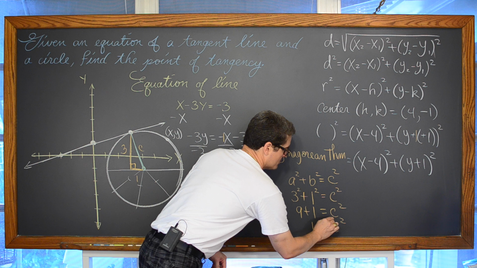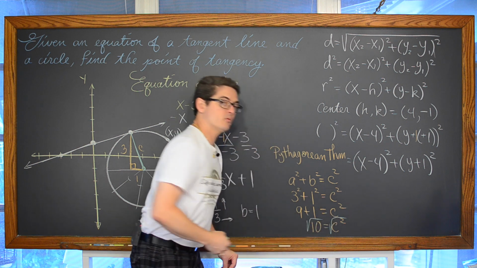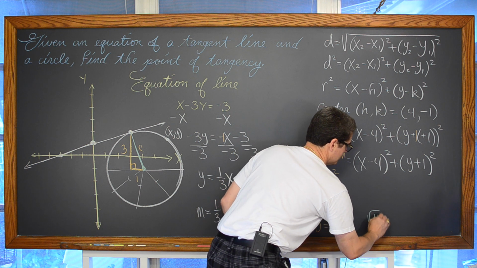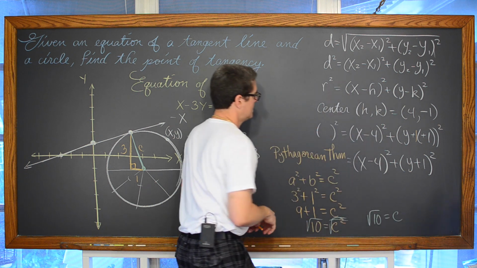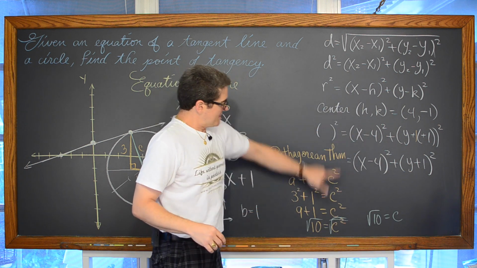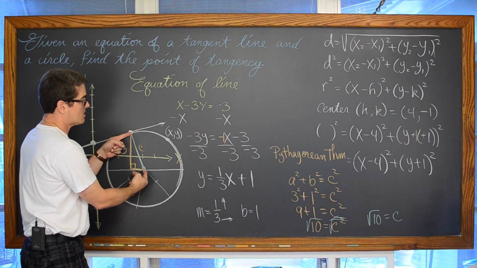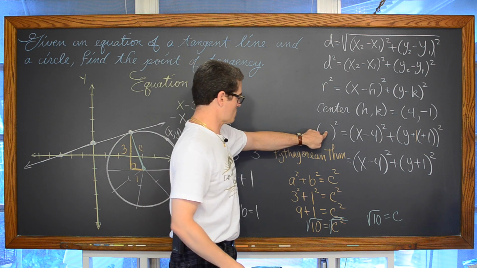The opposite or the inverse math operation to squaring a number is square rooting. We square root both sides and we get the square root of 10 is equal to c. The c, the hypotenuse of the right triangle in here, is our radius, so our radius is square root of 10.